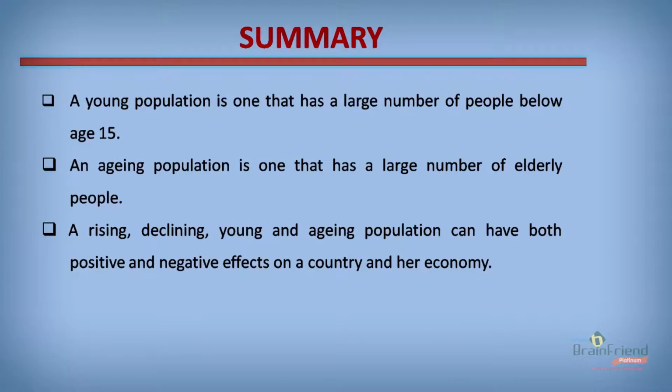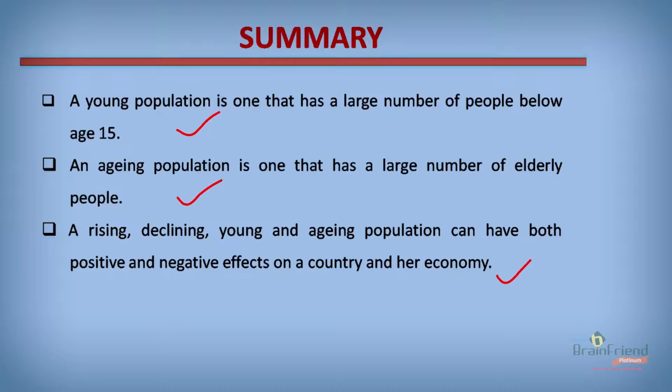Also, we learned that a young population is one that has a large number of people below age 15. We also learned that an aging population is one that has a large number of elderly people. And lastly, we learned that a rising, declining, young and aging population can have both negative and positive effects on a country and her economy.